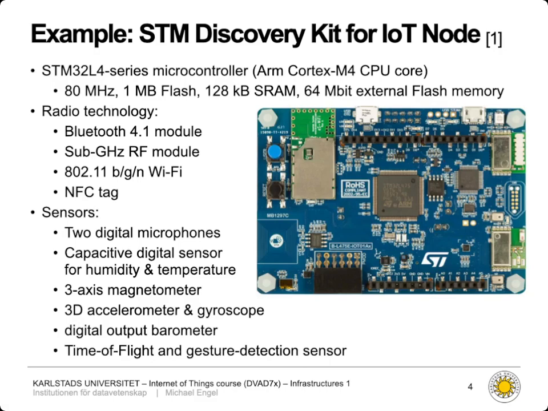And in addition to the microcontroller and the radio, you also have a large number of sensors on this board. So you have 2 digital microphones, a capacitive digital sensor for humidity and temperature, a magnetometer which can operate in 3 axes, a 3D accelerometer and a gyroscope, also a digital output barometer, and also a time of flight and a gesture detection sensor. So quite a large number of sensors on there. So if you want to build an IoT application, the probability is high that you have the required radio module on there, and also maybe 1 or 2 of the required sensors.